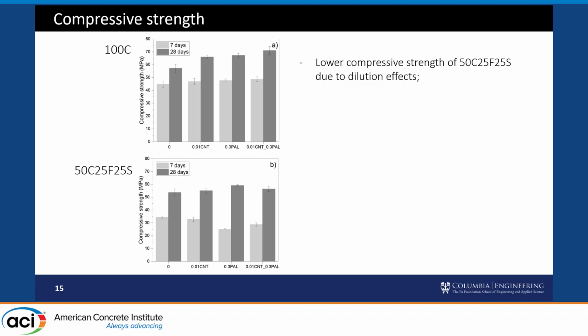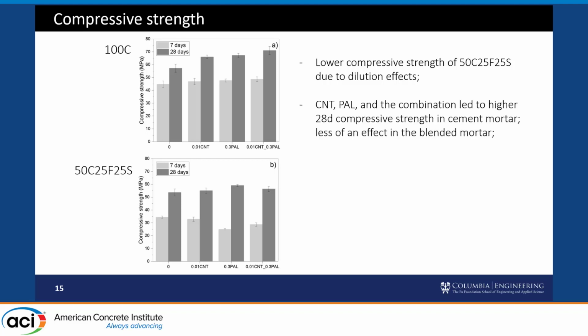Okay, so now going into mechanical properties. So on top is OPC, and then the blended on the bottom. So we're reporting 7 and 28-day strength, but I'm only going to focus on 28-day. So just regarding the base mixes, lower compressive strength in the blended system, as we would expect due to dilution effects. And overall, CNTs, clay, and the combination did increase the 28-day strength in the cement mortars. So that was more of a measurable, substantial difference, I would say. But there was less of an effect in the blended.